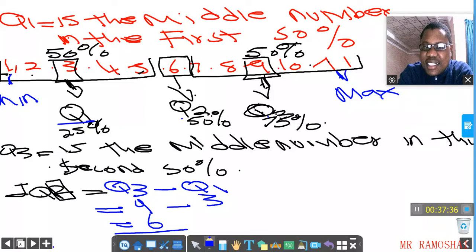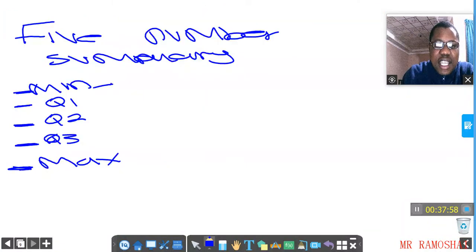Here we have summarized our data. In this data we can see the smallest number, we can see the middle number, the middle number of the first 50%, which is Q1, and the middle number in the second 50%, which is Q3. We can also see our maximum number. So our minimum number is 1, quartile 1 is 3, quartile 2 is 6, quartile 3 is 9, and our maximum number is 11.